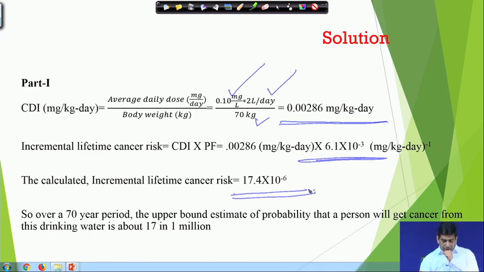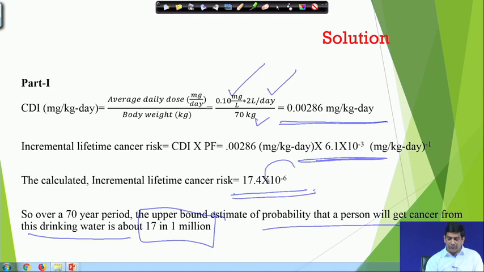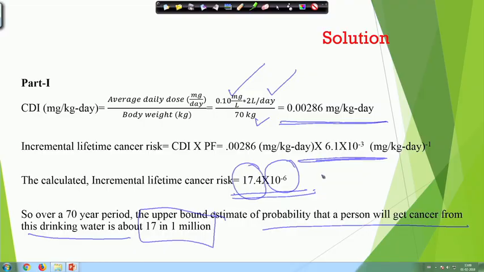So in a 70-year period, the upper bound estimate of the probability that a person will get cancer from this drinking water is about 17 in 1 million, because 10 to the power of minus 6 is 1 in a million. 10 to the power of 6 is a million. So we are talking about 17.4 or 18 people who can potentially get cancer by drinking this water over the 70-year period.